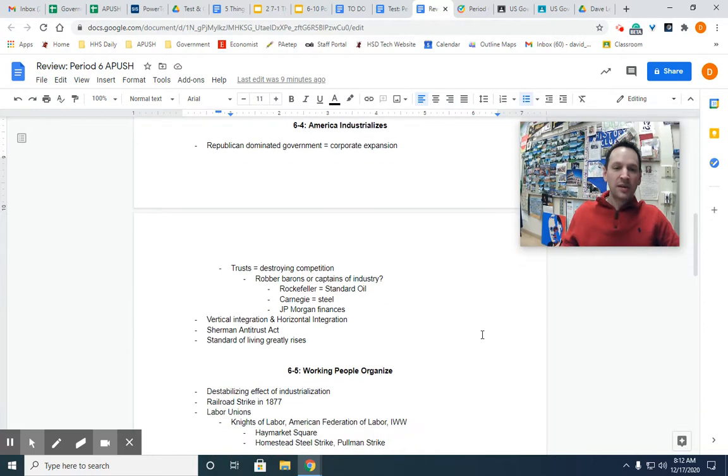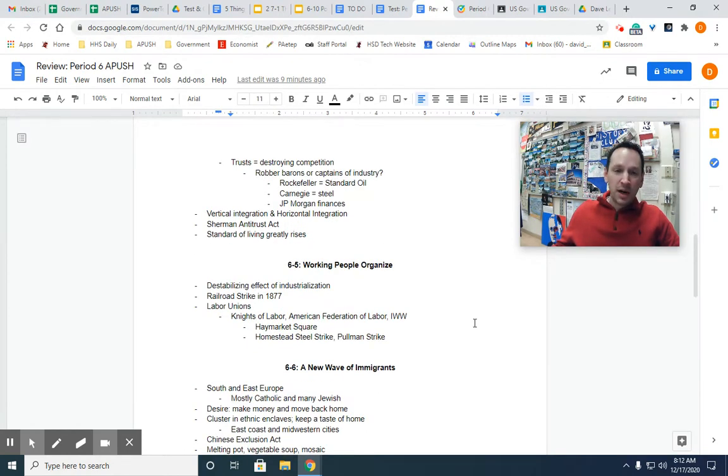6-4, America industrializes. Our country has a Republican-dominated government through the Gilded Age. And one of the hallmarks of Republican government at this time is the rise of corporations, making it easier for corporations to grow and to thrive. And again, the economy at this time is booming. So you have these corporations growing. You have trusts that are developing. When you hear the word trust, just think monopoly.